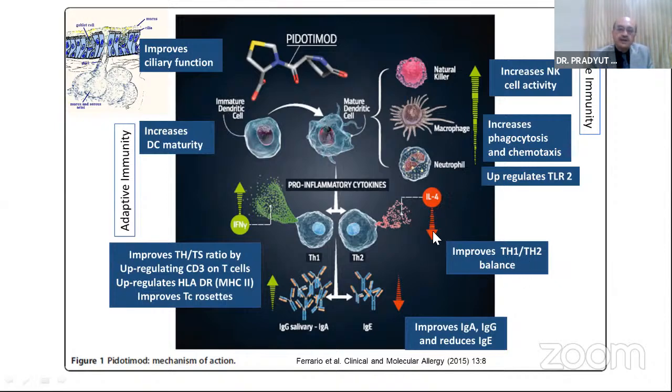By reducing interleukin 4, which is a pro-inflammatory cytokine, it reduces the formation of immunoglobulin E, thereby also having a role in preventing wheezing and allergic asthma. And also it helps in promotion of the protective immunoglobulins, immunoglobulin G and immunoglobulin A. So these are all the wonderful actions of this drug. It improves both the innate immunity as well as the adaptive immunity. So this has a very good role in preventing this immune imbalance in COVID patients as well.